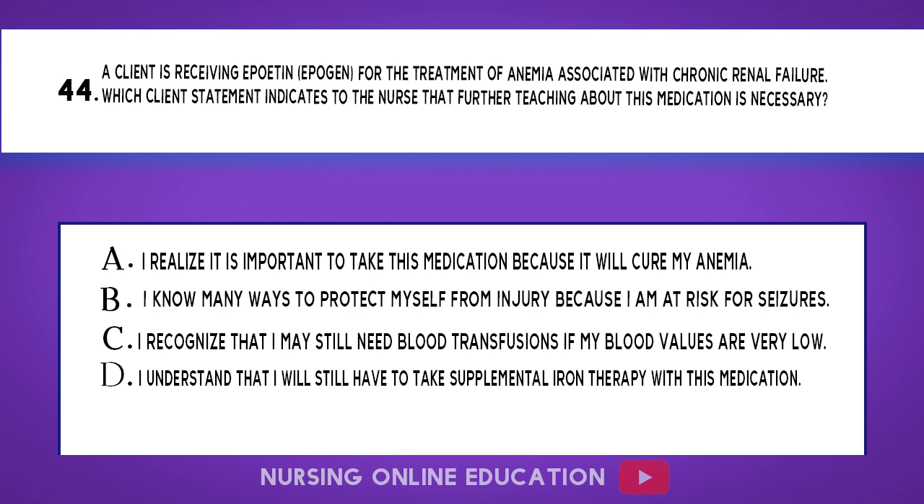A. I realize it is important to take this medication because it will cure my anemia. B. I know many ways to protect myself from injury because I am at risk for seizures. C. I recognize that I may still need blood transfusions if my blood values are very low. D. I understand that I will still have to take supplemental iron therapy with this medication.